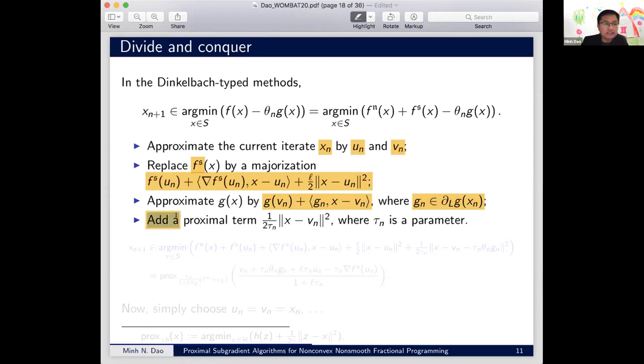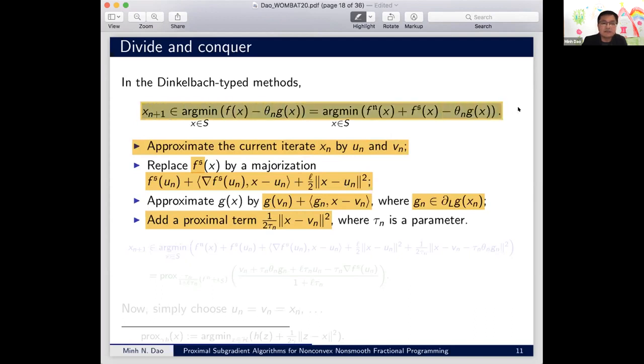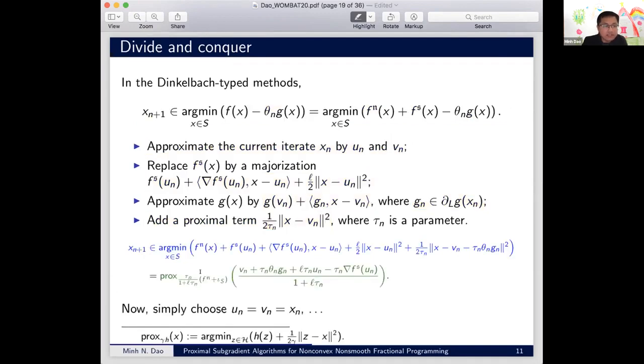And we also add a proximal term of ||x − v_n||², where τ_n here is a parameter, and of course τ_n is positive. So with all of this approximation, we will convert this subproblem in Dinkelbach-type methods by this step. Yeah, the blue one.